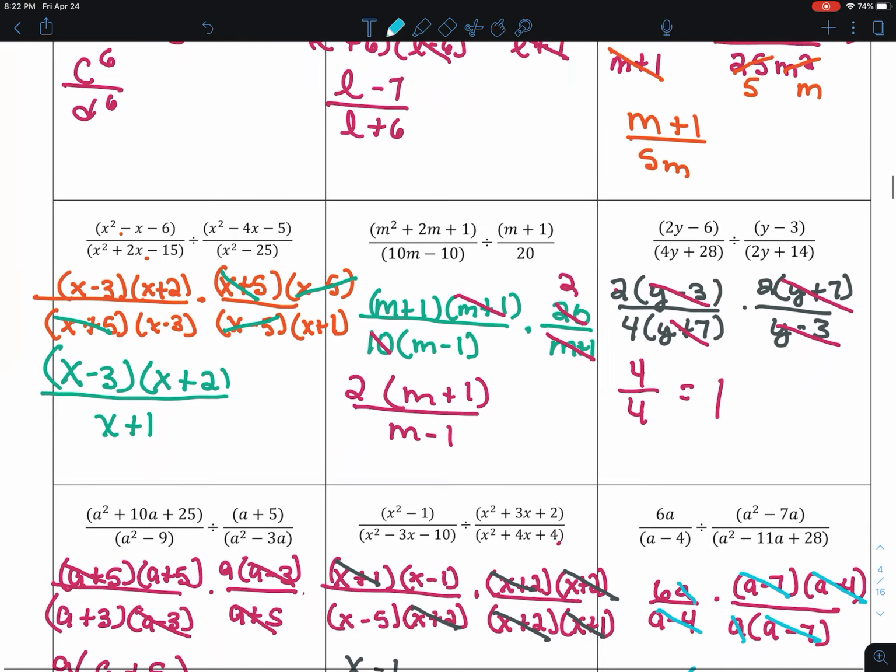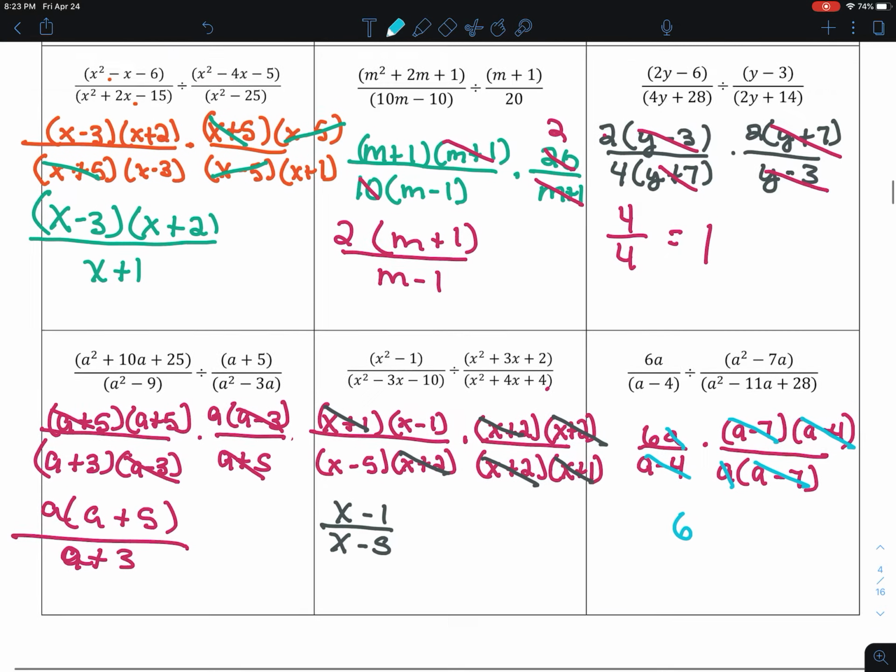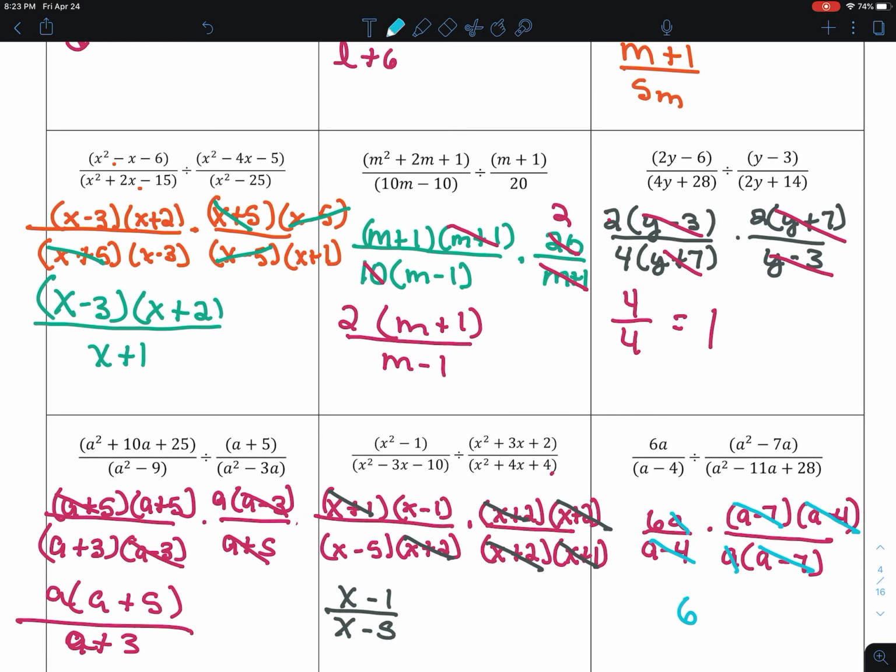All right, that is dividing rational expressions, and we've done multiplying rational expressions. All right, so tomorrow we add and subtract rational expressions.